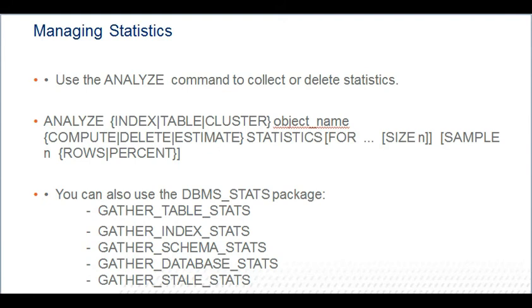Size clause. The size clause specifies the maximum number of histogram buckets. The default value is 75 and the maximum value is 254.